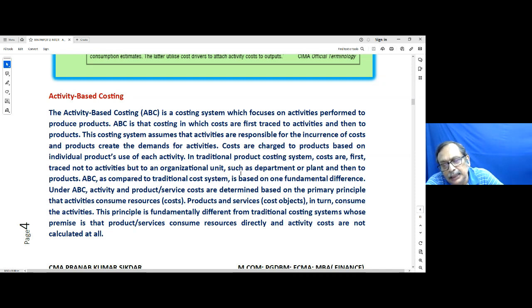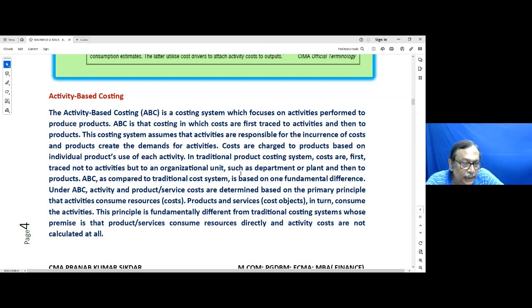And for that, there are certain incurrences of cost. Mind the language. The primary principle is that activities consume resources, that is cost. Products and services, cost objects, in turn, consume the activities. This principle is fundamentally different from the traditional costing system, whose premise is that products or services consume resources directly and activity costs are not calculated at all. So that is the main and major drawback so far as traditional costing or absorption costing is concerned.